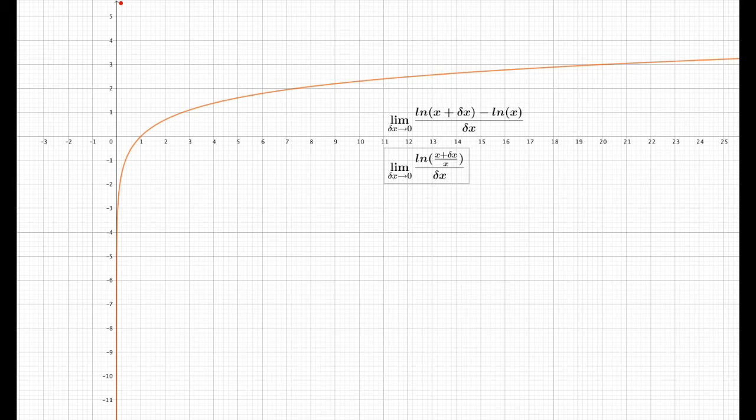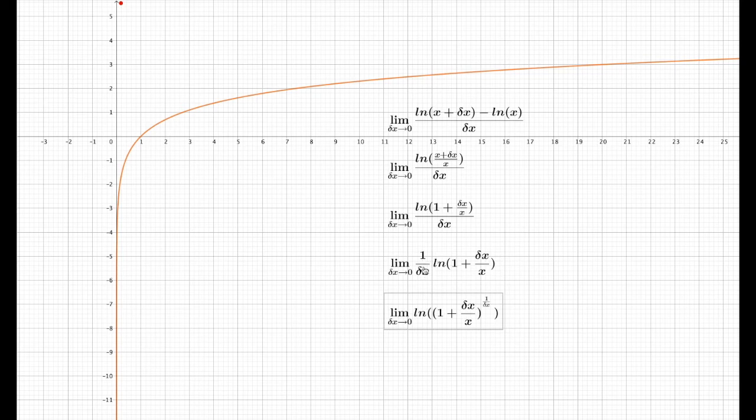The next thing we can do is tidy up the top of that to turn it into 1 plus delta x over x. So that's just a little bit of algebra. And then we take the divided by delta x out as a fraction here. And then we use another log rule, which is that n log x is log x to the n, and so this 1 over delta x becomes a power. Okay, now at that point there is further algebraic jiggery-pokery that has to go on, and I'm not going to go into that. Instead we're going to have a look at it graphically.